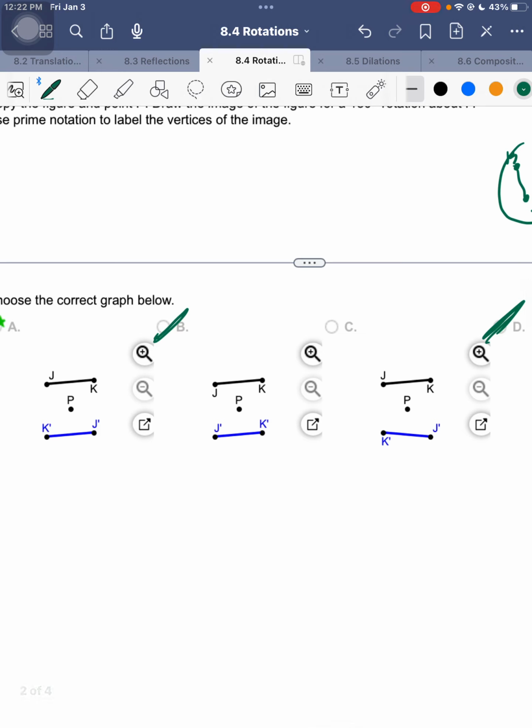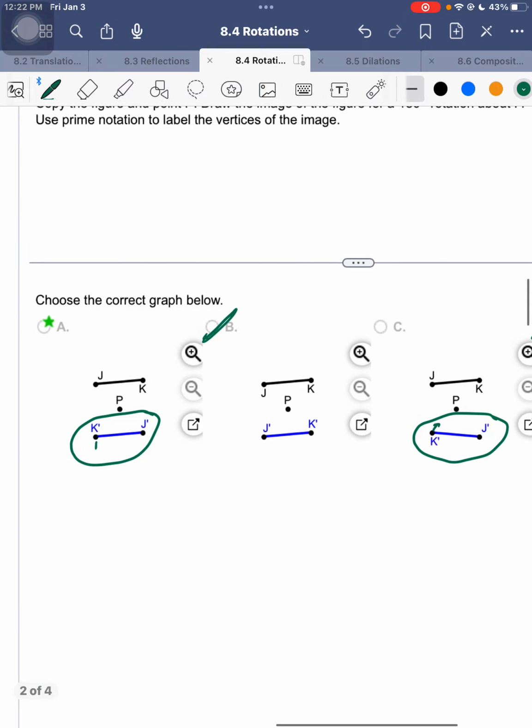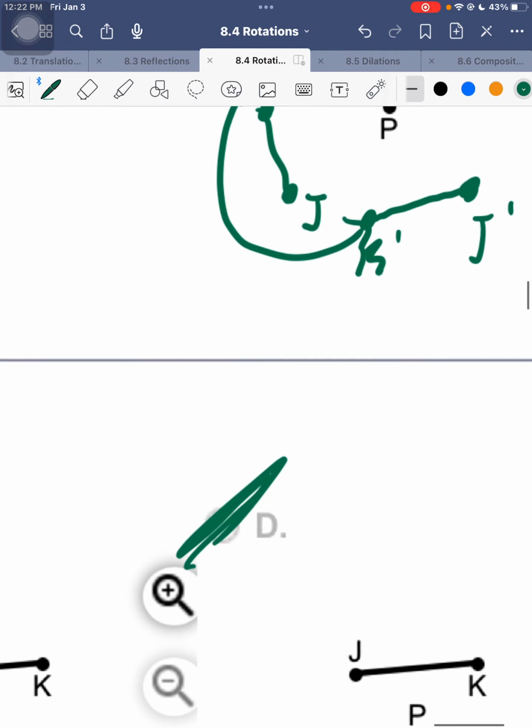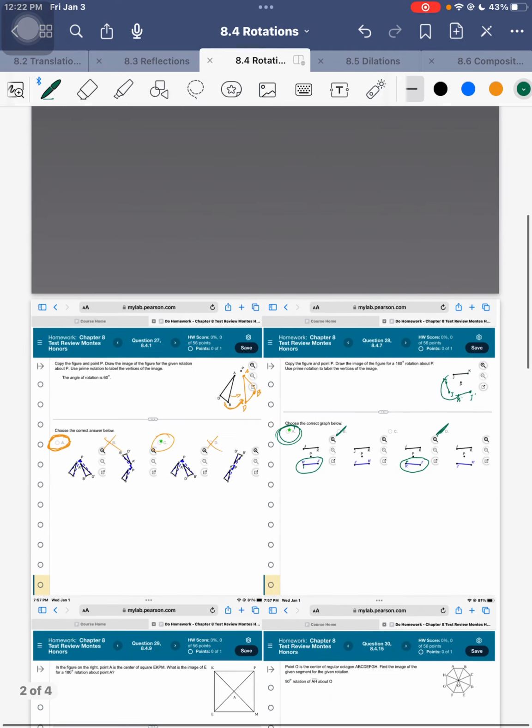Now, these two look super, super similar, but there's a difference. The K here is slightly under the J, and the K here is slightly above the J. So my answer is A, because that was the way that this image was.